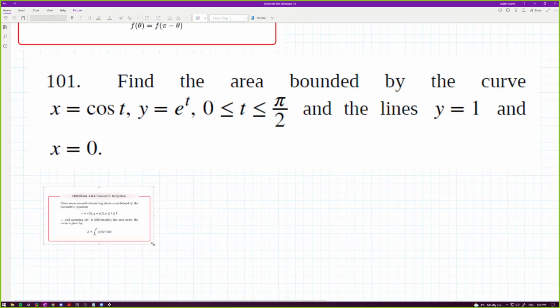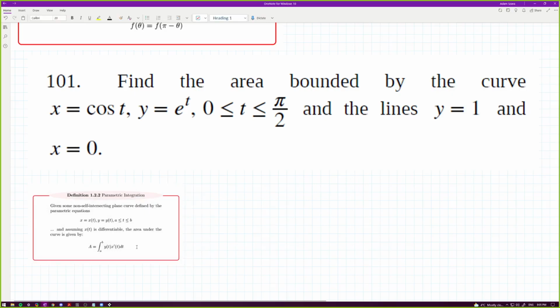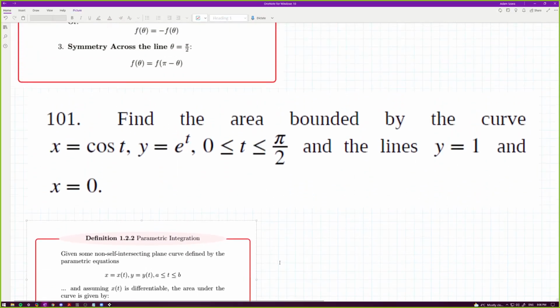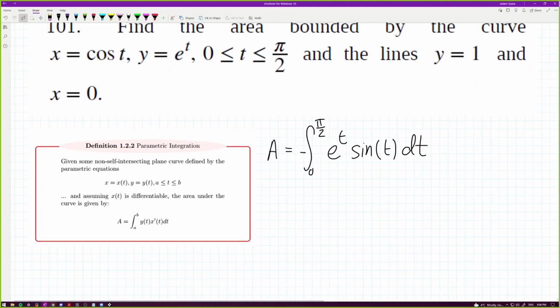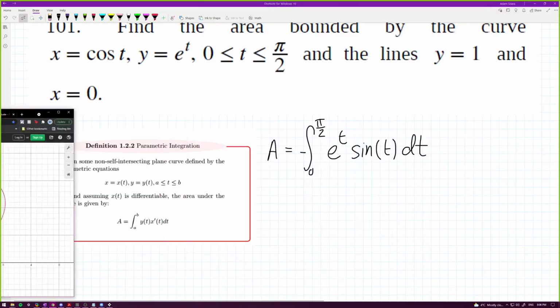So you just do the parametric integration here of this curve. To find that area, it's going to be the integral from 0 to pi over 2 of y of t, and y of t is just e to the t, times x prime of t, which is negative sine t dt. This is integration by parts twice. You bring it to the other side and then divide by 2. I'll just use the calculator quickly to save a little bit of time.